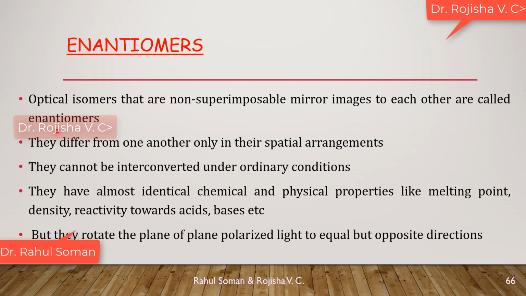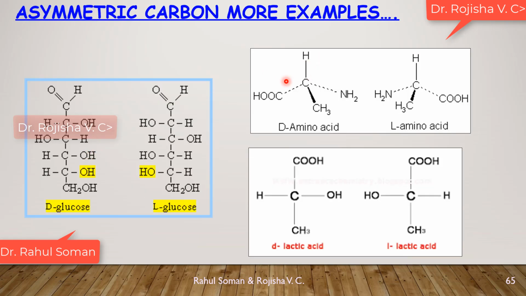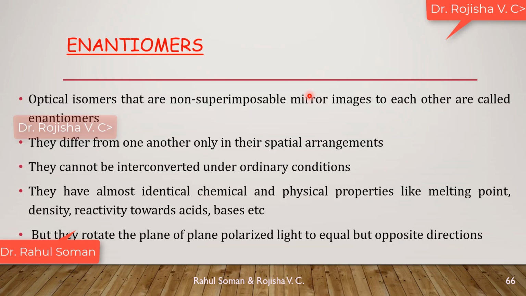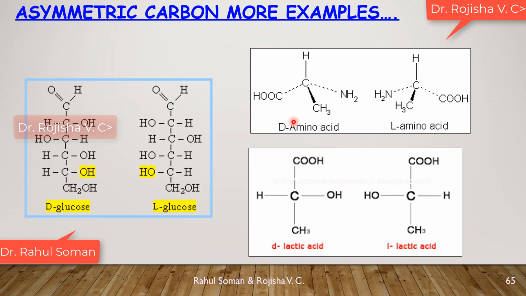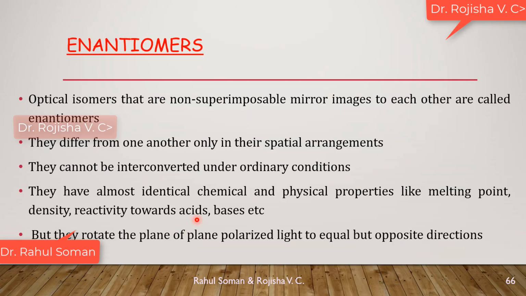The only difference in those two structures will be the spatial arrangement. These notations we have already studied, so no need to provide the representation again. And they cannot be interconverted under ordinary conditions. If we want to convert D-glucose into L-glucose, that is not possible under normal or ambient conditions. Bond breaking is basically needed. Then only can it go from D-glucose to L-glucose, isn't it, madam? Yeah. So they will not be interconverted.